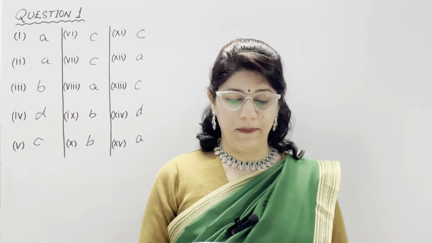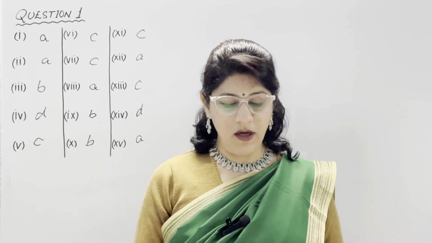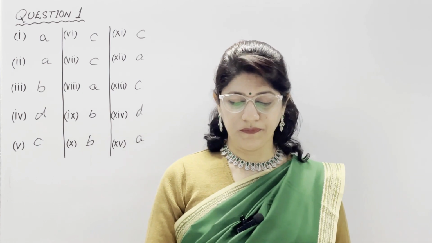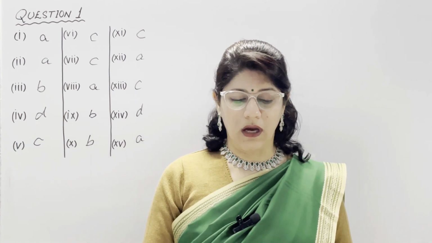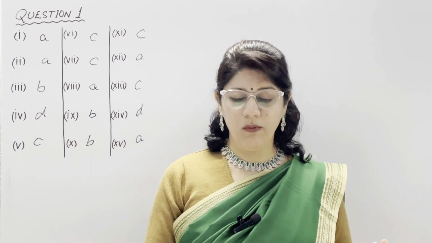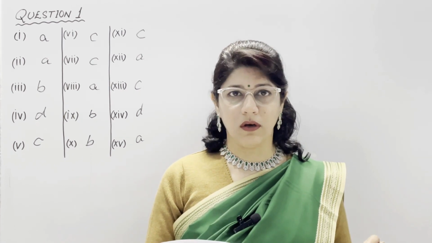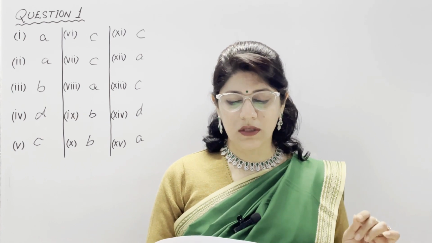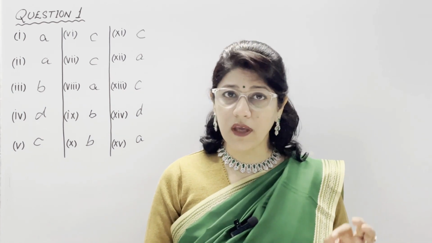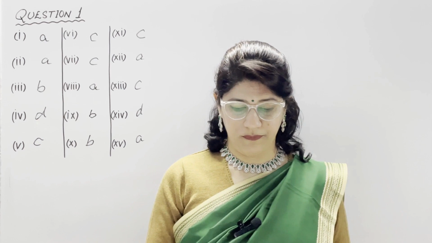Coming to part D, choose the odd one out from the following terms and name the category to which the others belong. Given terms are ovary, fallopian tube, ureter, and uterus. And the odd one out term is ureter here because the others are parts of the female reproductive system.